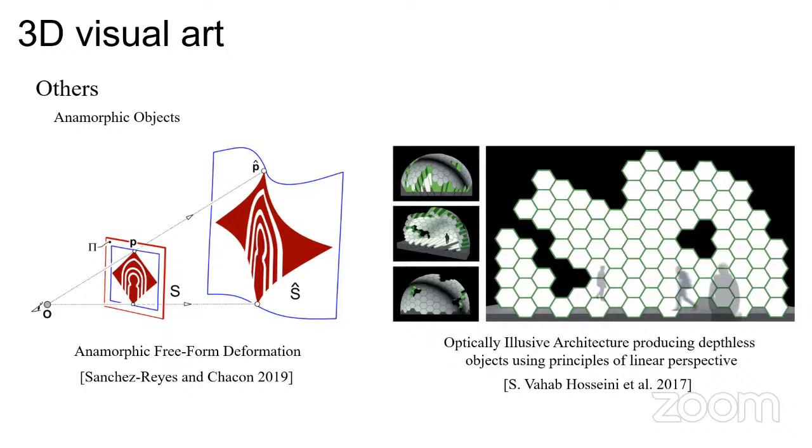For example, in anamorphic freeform deformation, they use desired surfaces or volumes as deformation tools to create anamorphies. And Hosseini and others introduced an algorithm to create anamorphic architecture. Their algorithm builds objects that satisfy constraints by reversing linear perspectival projection to convert the input 2D image into 3D space.